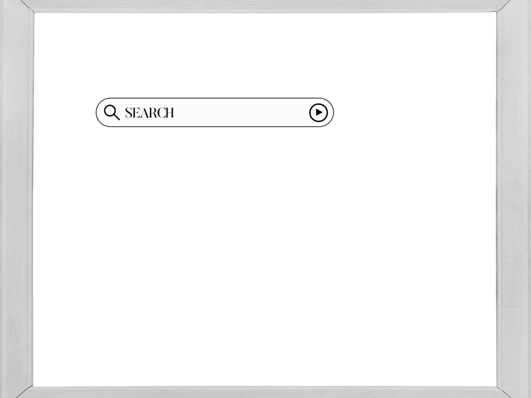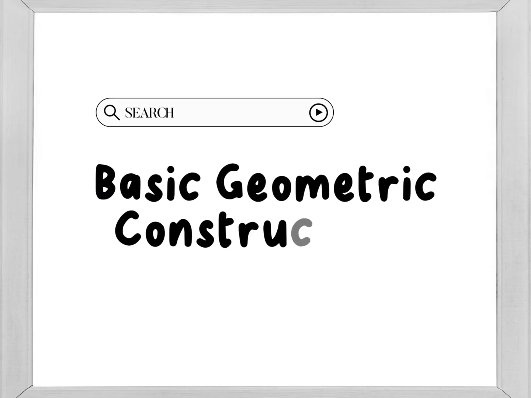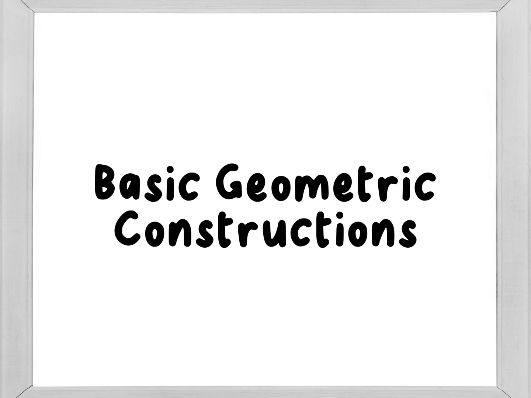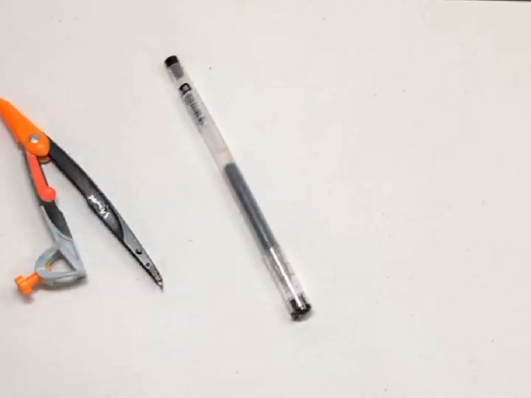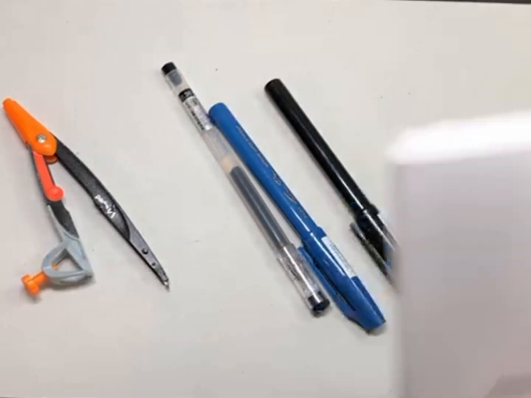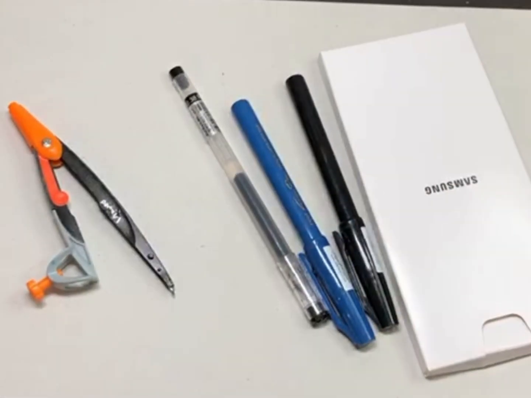Hi everyone, today I'm going to discuss the 9 basic geometric constructions. Construction in geometry means to draw shapes, angles, or lines accurately. This construction uses only a compass, marker, and a straightedge, like what our mathematicians used in the past.